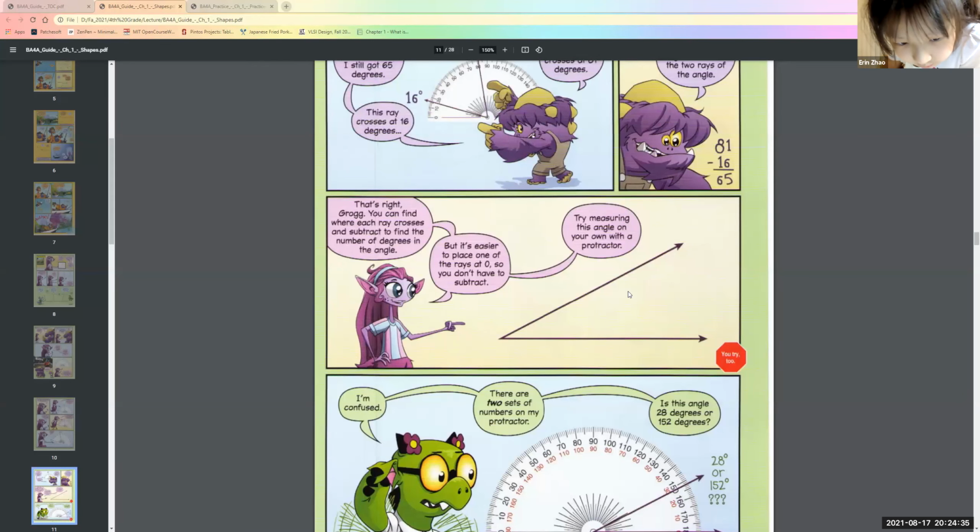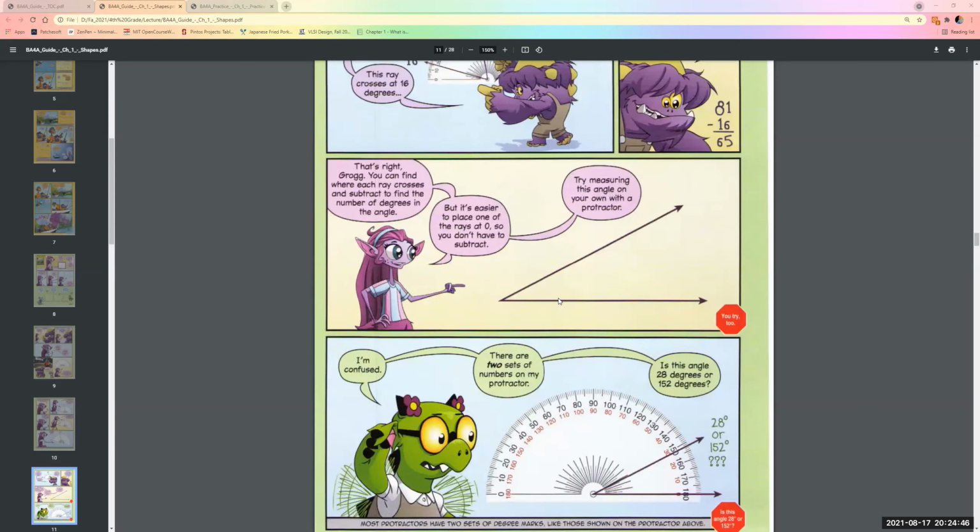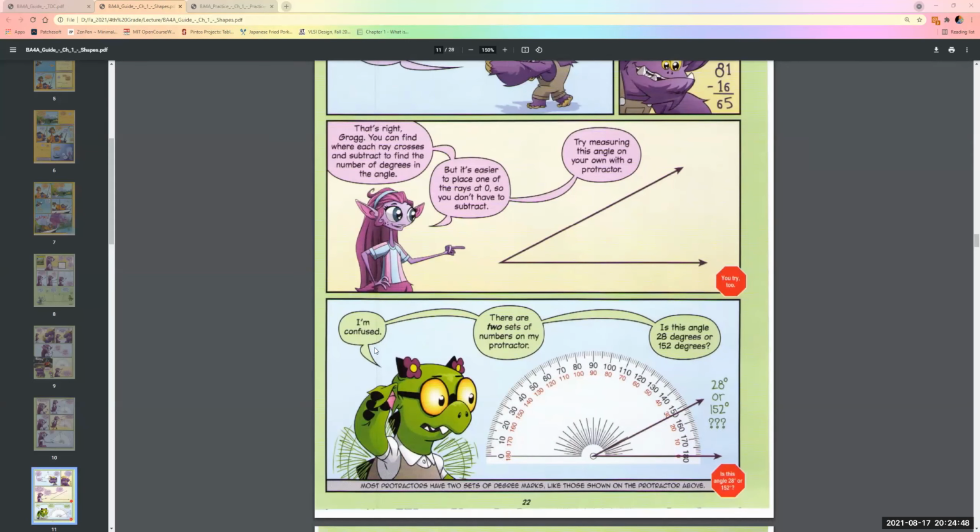Yeah, so if everyone has their protractor, like Aaron's showing, you can take the book if you have it and measure it here. Alternatively, we have a picture right here. For those of you without the book, I will just read this part. So the turtle here says, I'm confused. There are two sets of numbers on my protractor. Is this angle 28 degrees or 152 degrees?